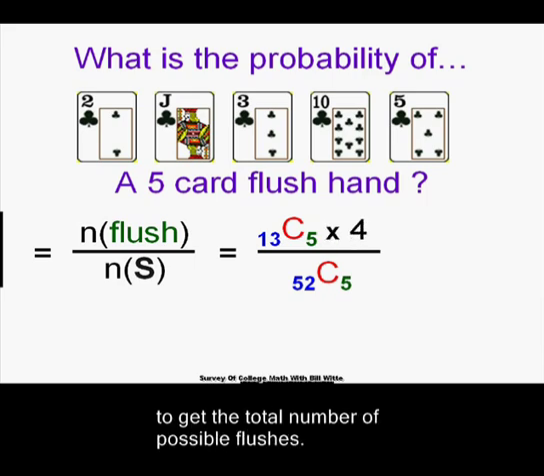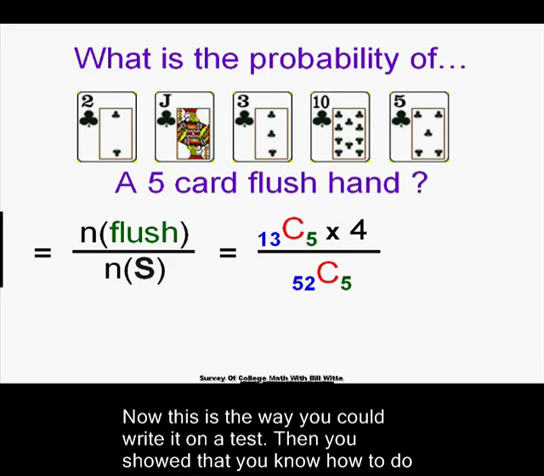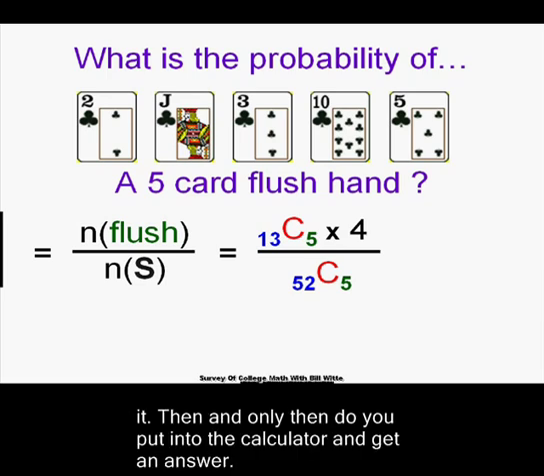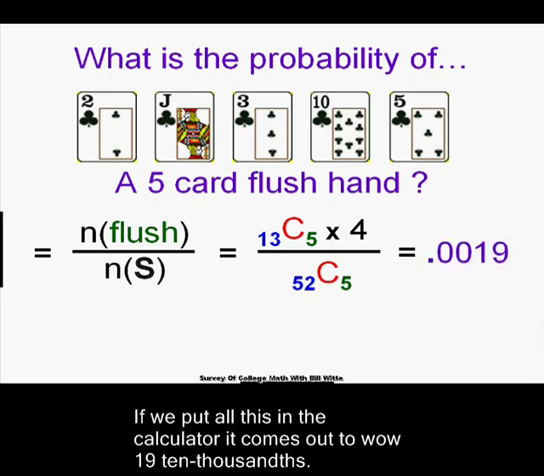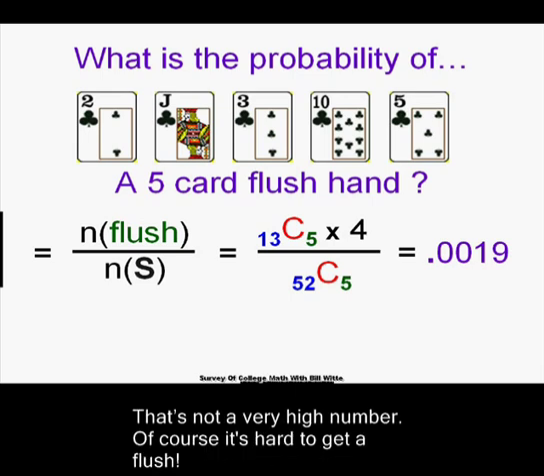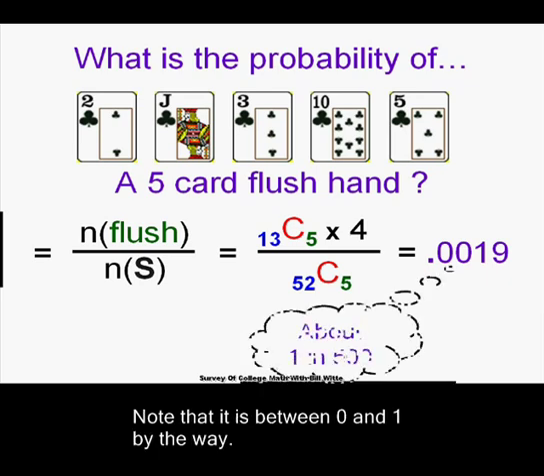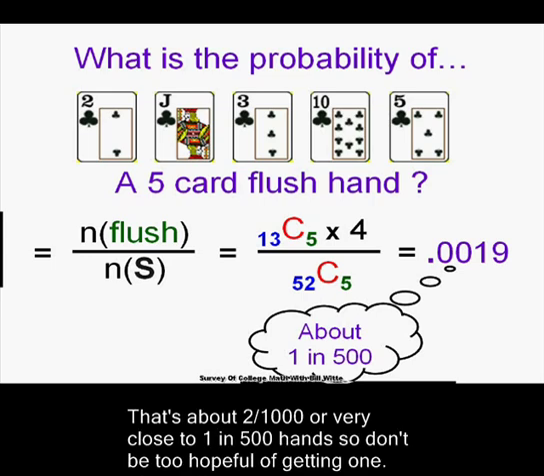Okay, now this is the way you could write it on a test, and then you've shown that you know how to do it. Then and only then do you put it into the calculator. But you do need to write this on a test to show how you got your answer. If we put all this into the calculator, it comes out to, wow, 19 10,000ths. Not a very high number. It is, of course, hard to get a flush. If you get one, I think you probably want to bet on it. Okay, that's about 2 1,000ths, very close to 2 1,000ths. So it's about 1 in 500 hands. Okay, so don't be too hopeful.